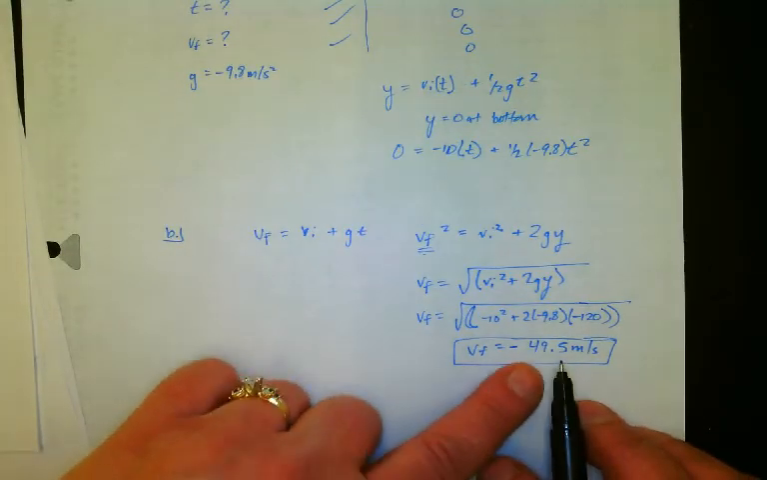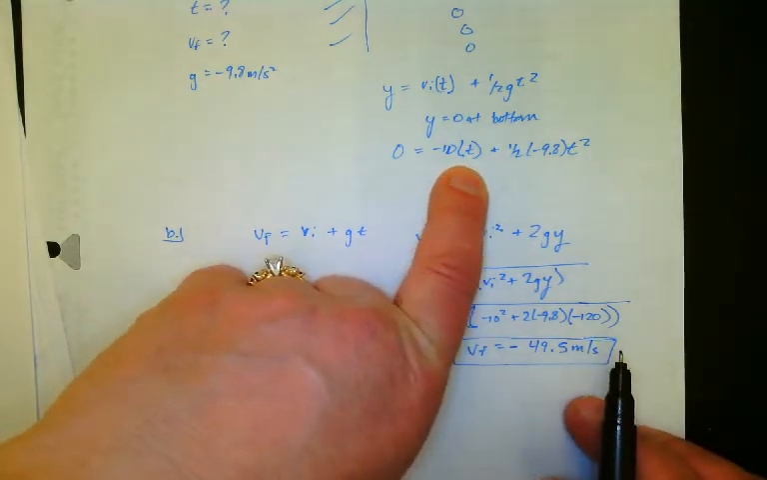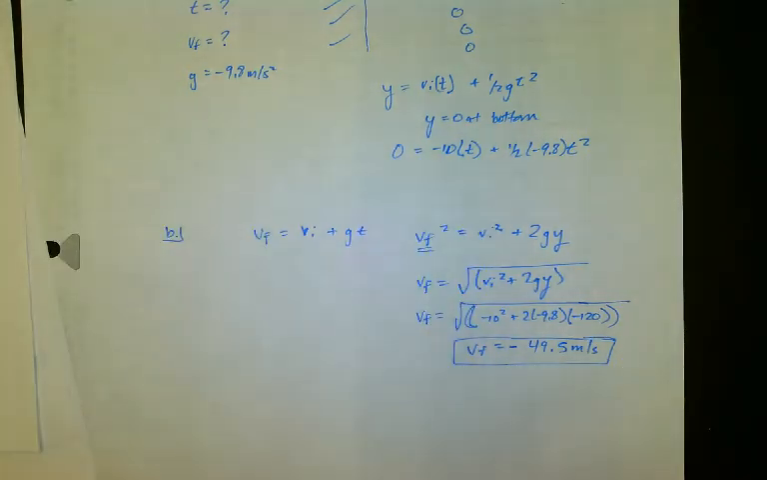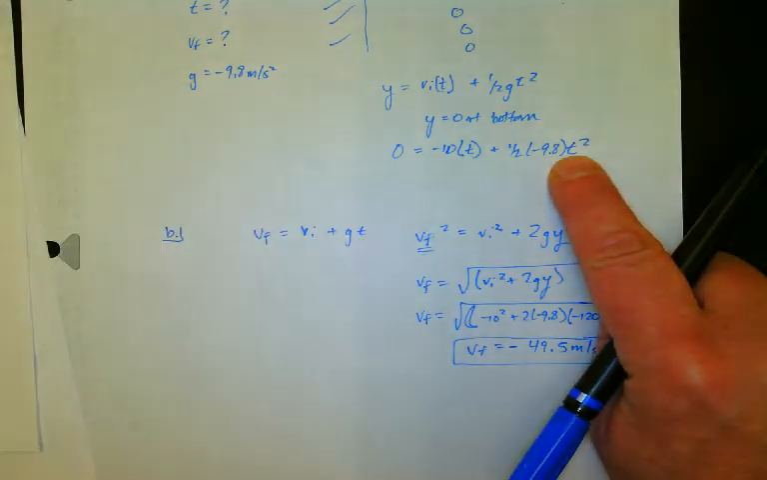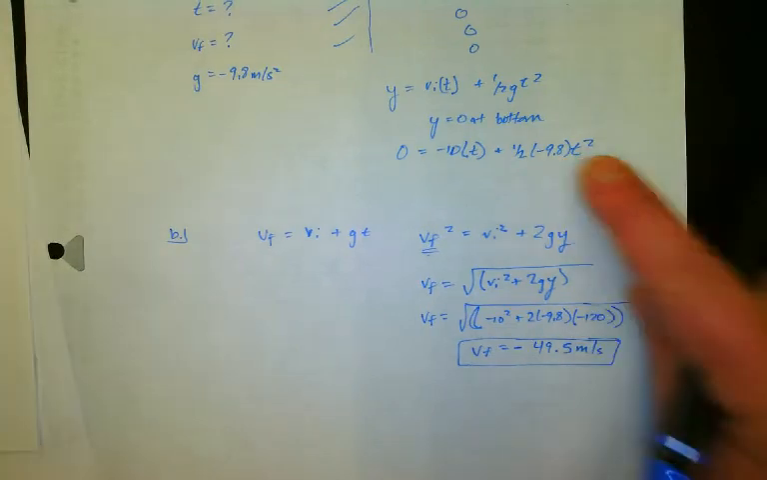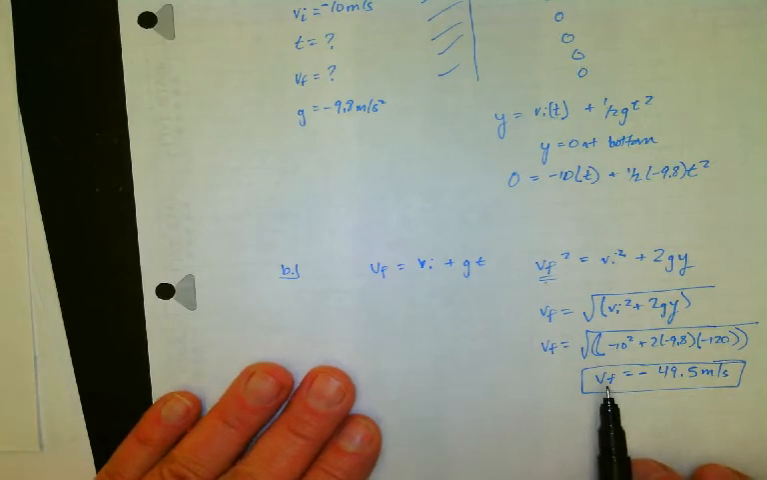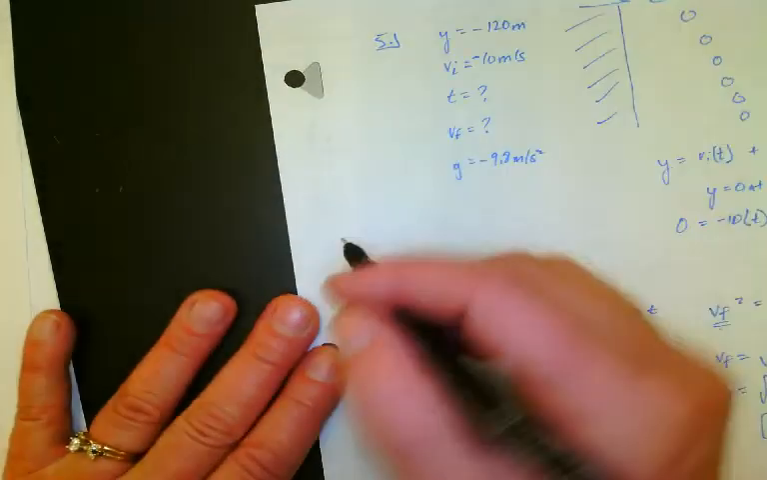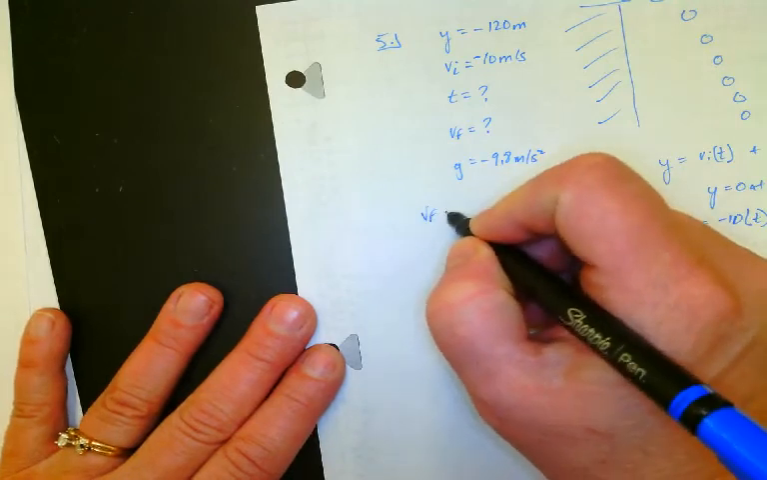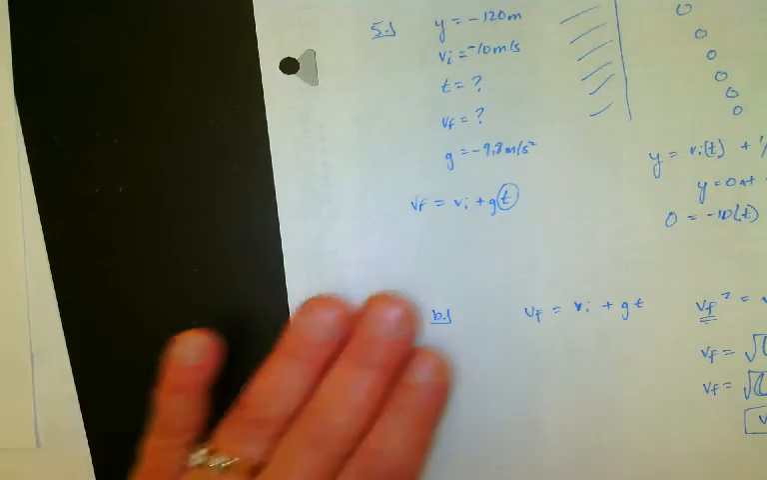Okay, so now, based on Charlie's brilliant idea, we don't have to do a quadratic here. So there's more than one way to solve these problems. Here you can use a quadratic, and use your program that you did on your calculator. Or you could go back and use the VF squared equation here, and solve for t. Because now we have the VF.